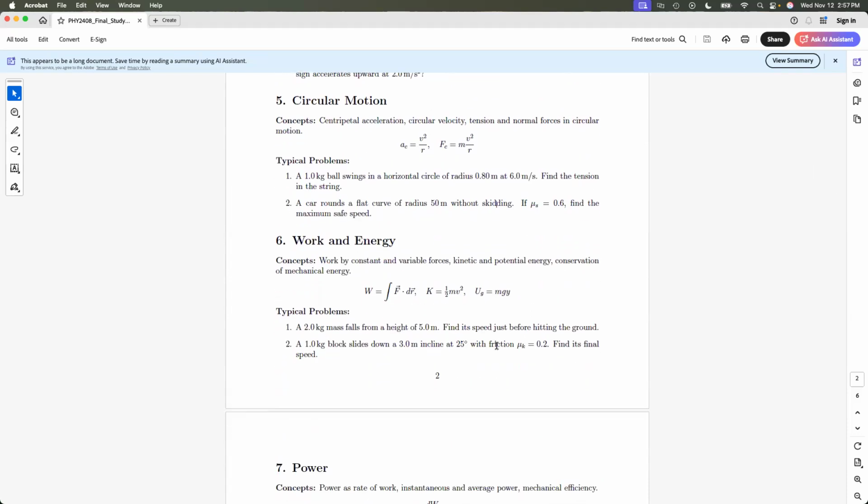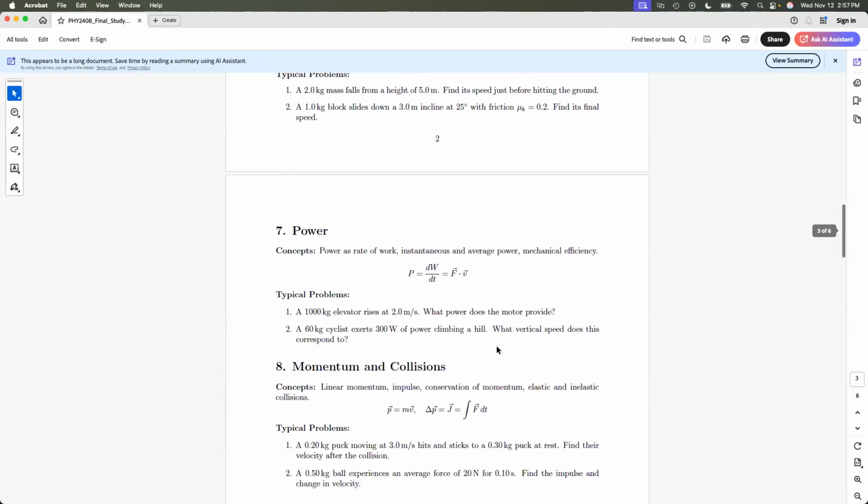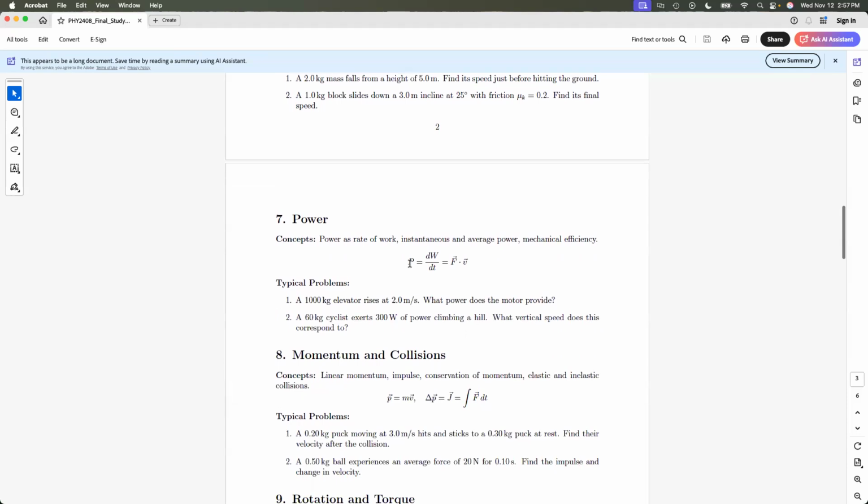Understand everything there is to know about work. Remember, work is always force times distance times the cosine of the angle between them. So if they're at 90 degrees, the work is 0. Don't forget about power. People always forget about power. It's just work per unit time.